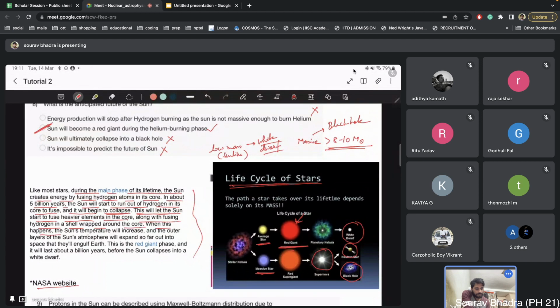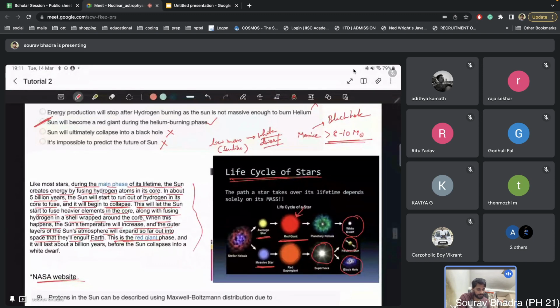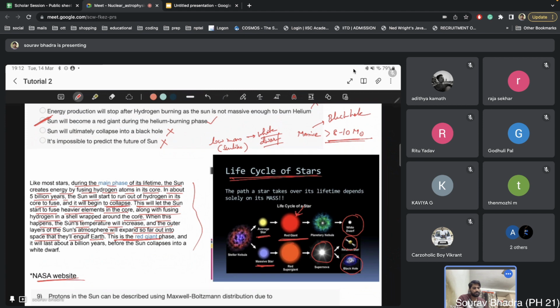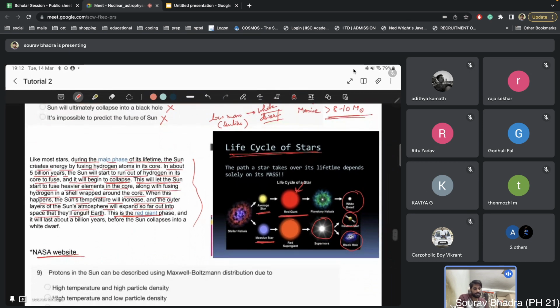When this happens, the sun's temperature will increase, and the outer layer of the sun's atmosphere will expand so far out in space that they will engulf Earth. This is the red giant phase. So, you can go through the NASA website also if you want to read more about how the red giant phase will occur for the sun. So, this is the general understanding. And in the last, it will collapse to a white dwarf.